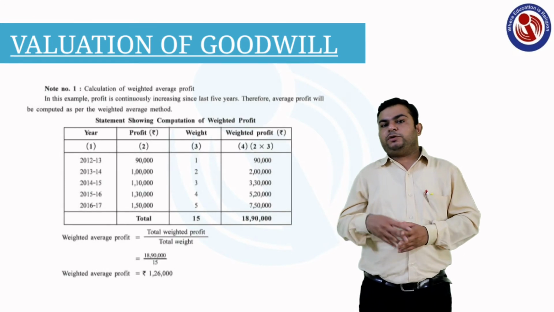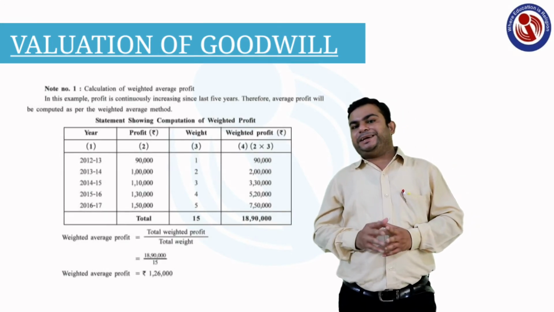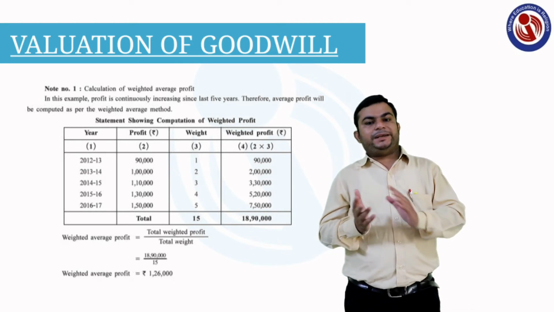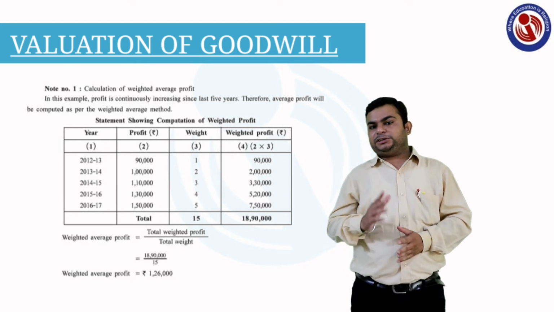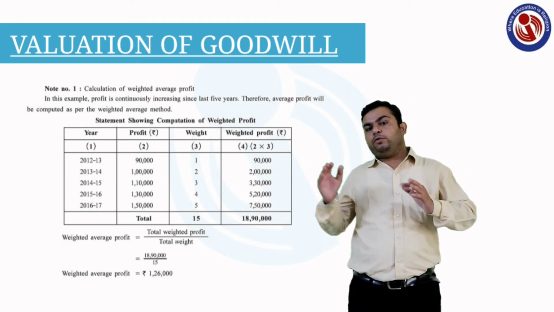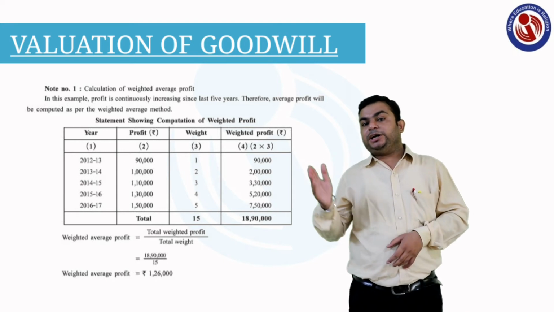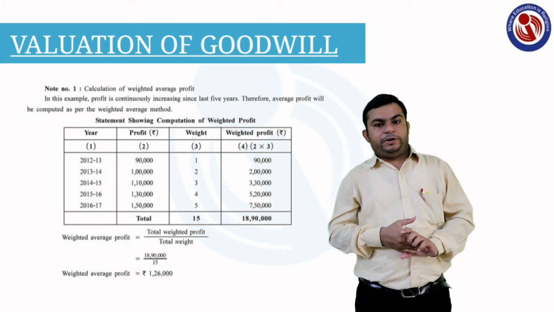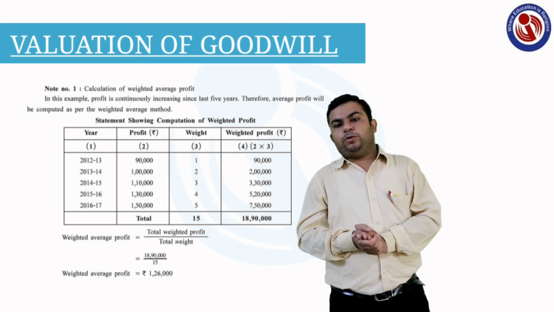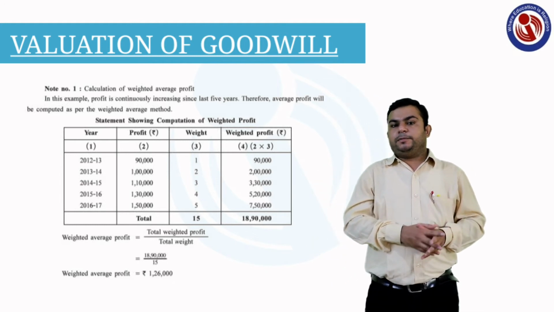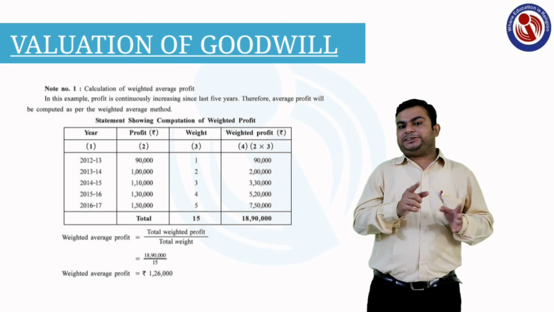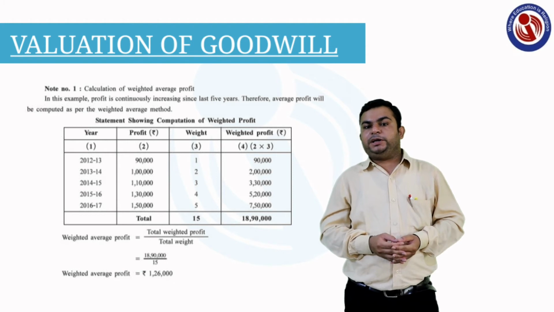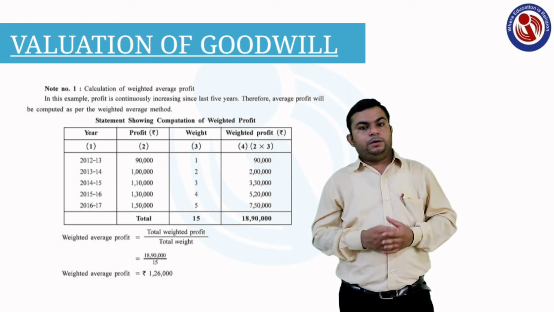In this method, again, first of all we are supposed to find out capital employed and expected rate of return. After writing these two steps, we are going to prepare the table for weighted average profit. This table is divided into 4 columns. The first column will be year, second will be profit, third will be weights, and fourth will be weighted profit. When we multiply the third and second columns, we get the fourth column, that is weighted profit. After finding this, the first step we put is weighted average profit. The formula for weighted average profit is total weighted profit divided by total weights.